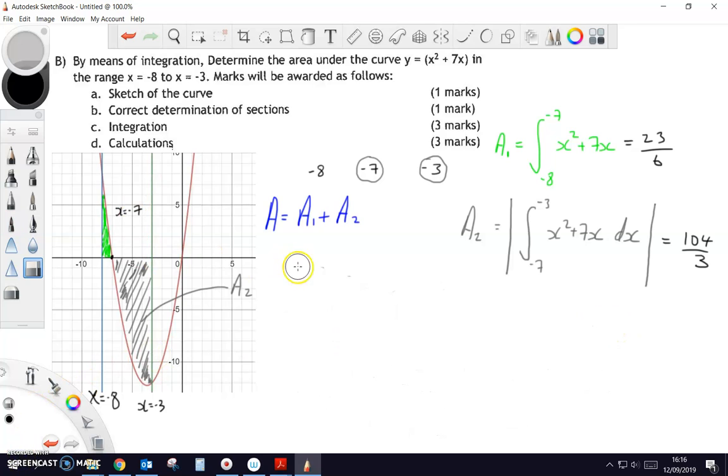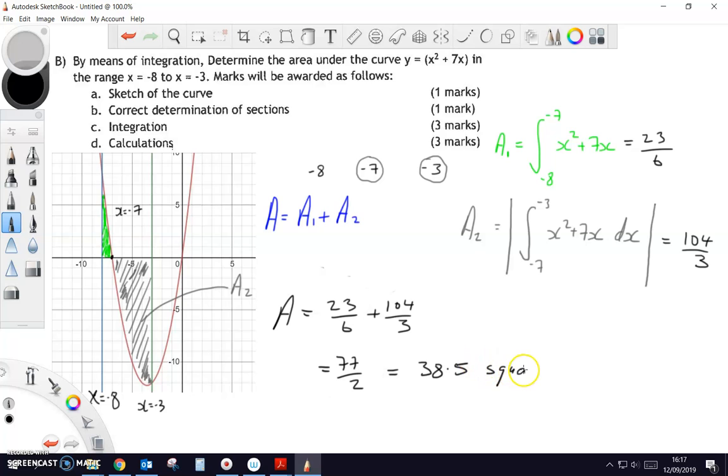And so all we have to do now is add our areas together. So the total area equals 23 over 6 plus 104 over 3, and I get 77 over 2. 77 over 2, and in decimal we get 38.5. Now we have no units there, so we can just say 38.5 square units.